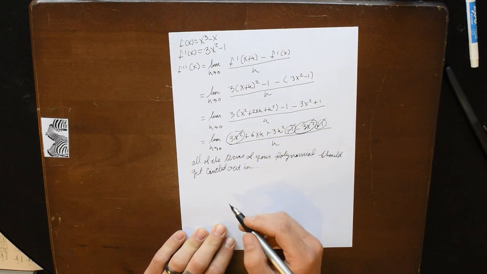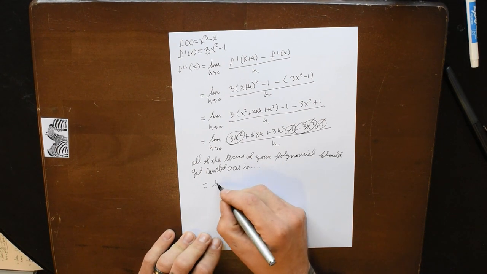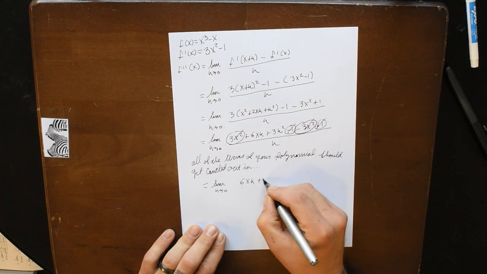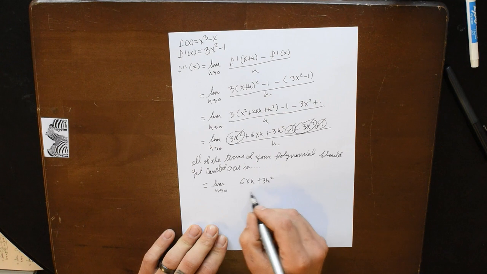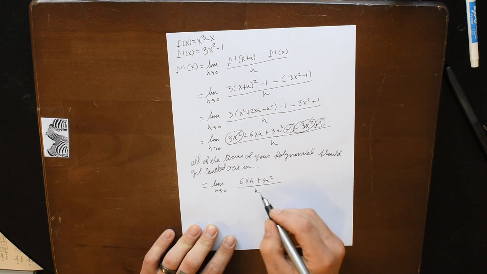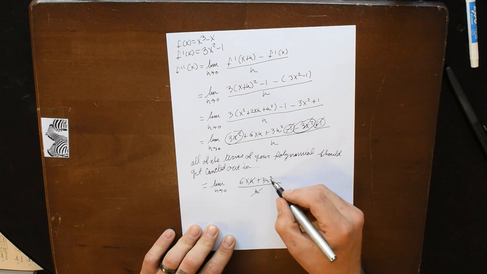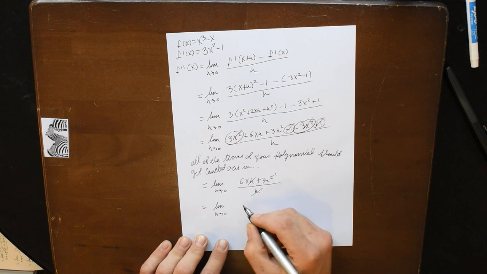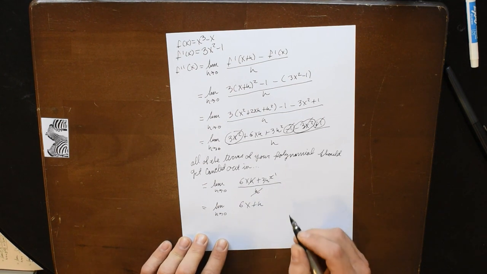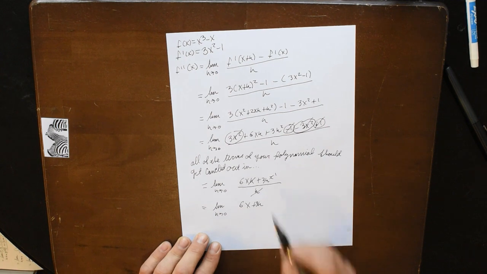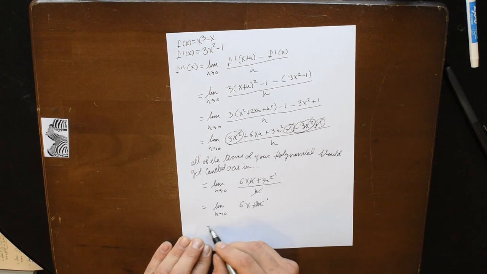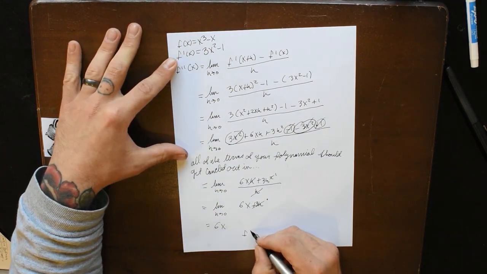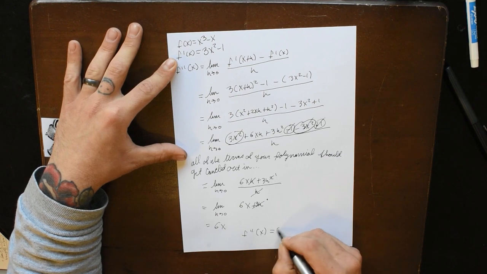At this point, I just rewrite everything. Equals the limit as h goes to 0 of 6xh plus 3h squared all over h. This h is going to cancel out with one of those h's and one of those h's. Turn this into the limit as h goes to 0 of 6x plus 3h, sorry. And as h goes to 0, this equals 6x. So we've shown that f double prime of x is equal to 6x.